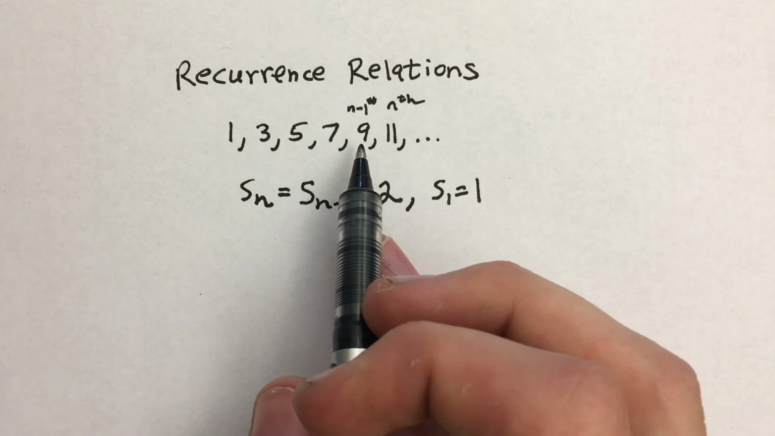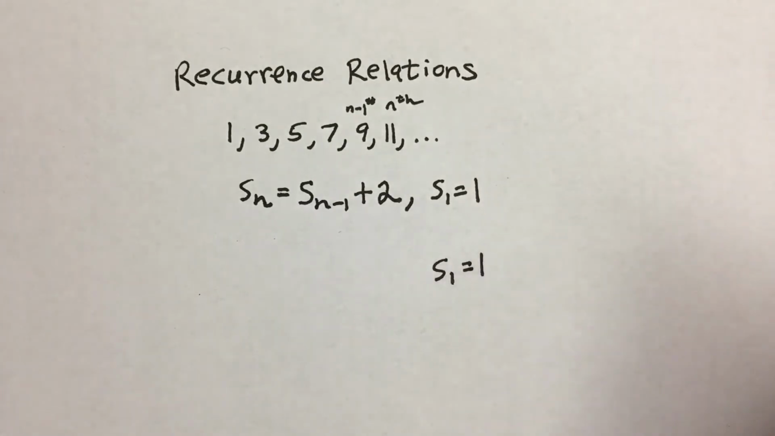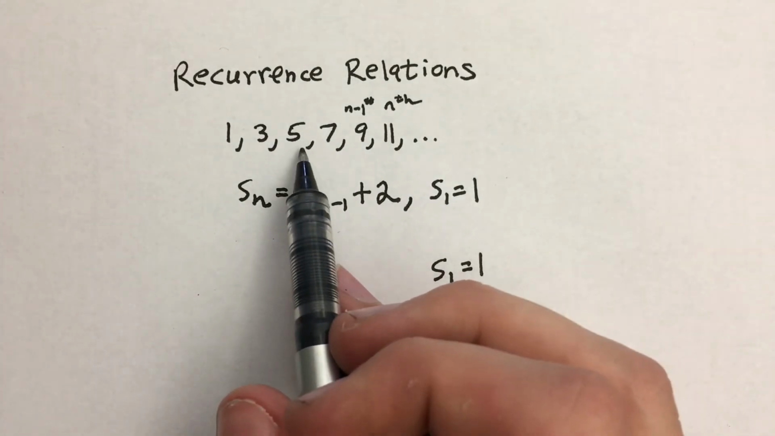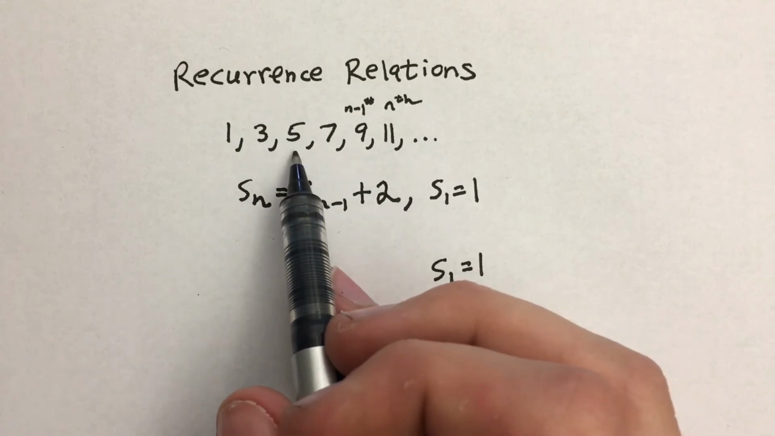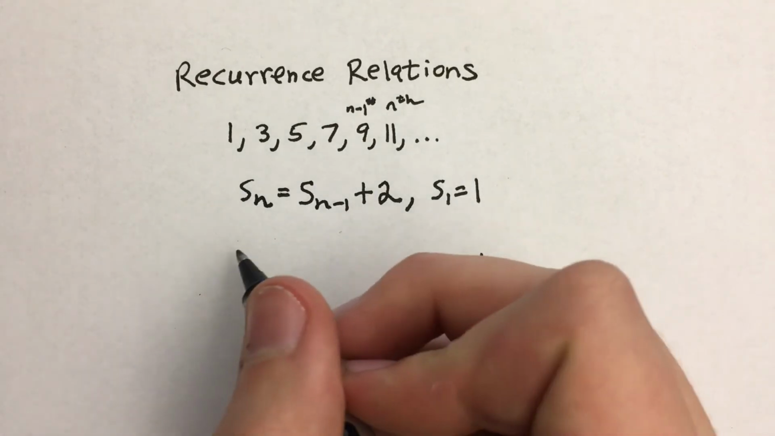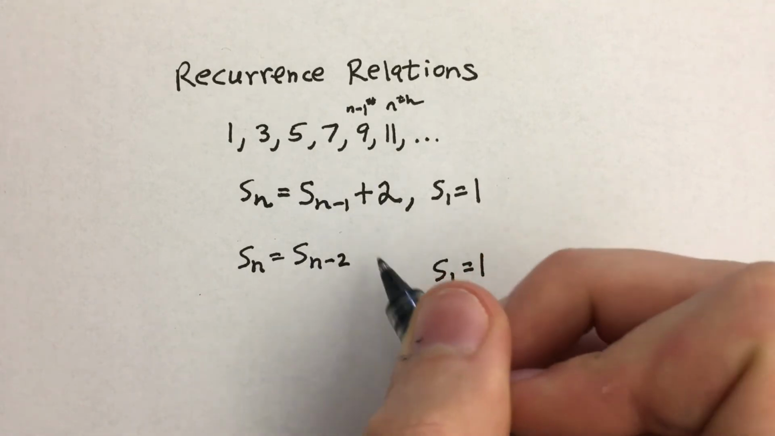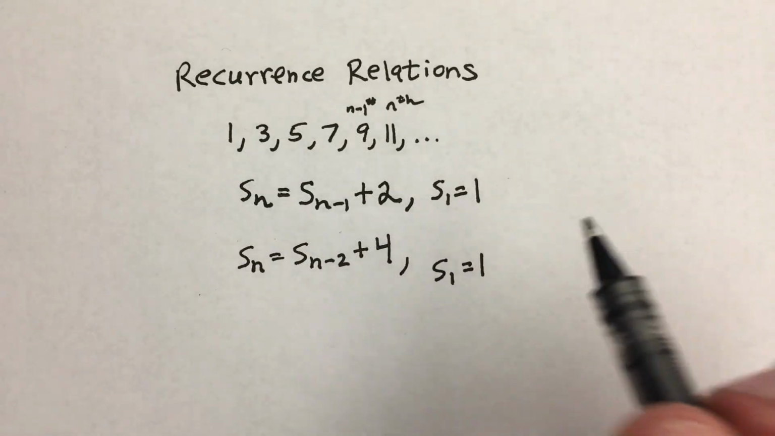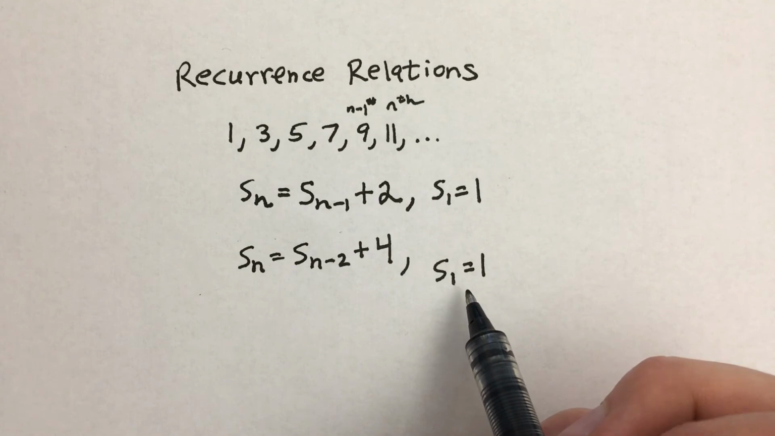But we could rewrite it with the same initial condition, s sub 1 equals 1, but we could look at the term 2 terms before it, because notice each term is 4 more than the term 2 before it. And so in this case, we would write s sub n equals s sub n minus 2 plus 4.